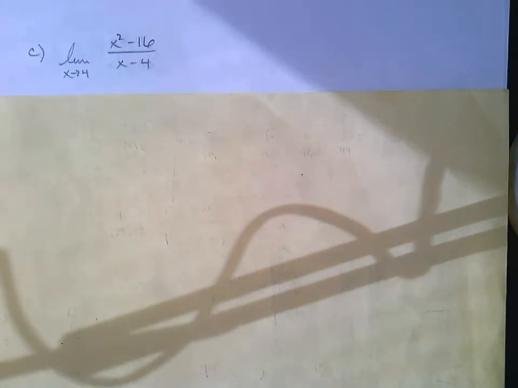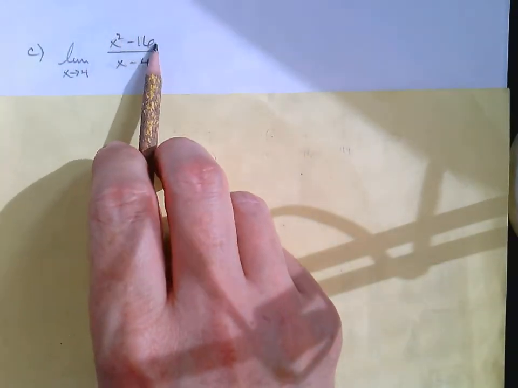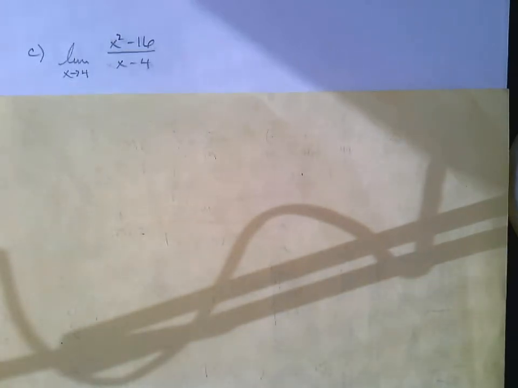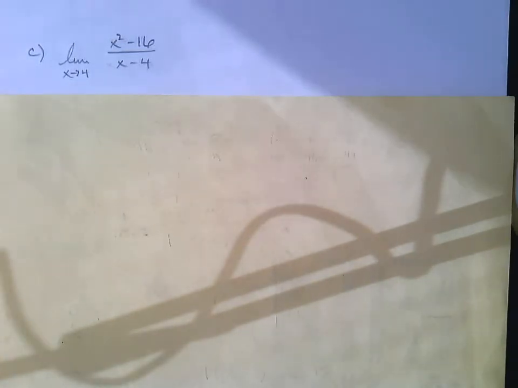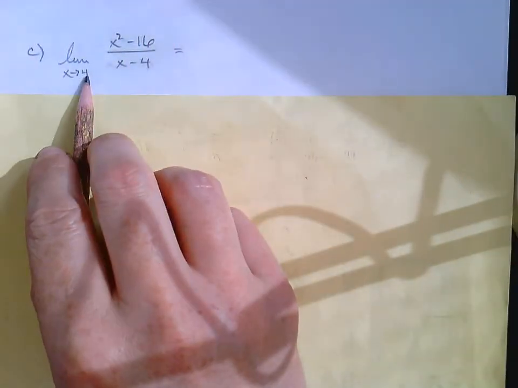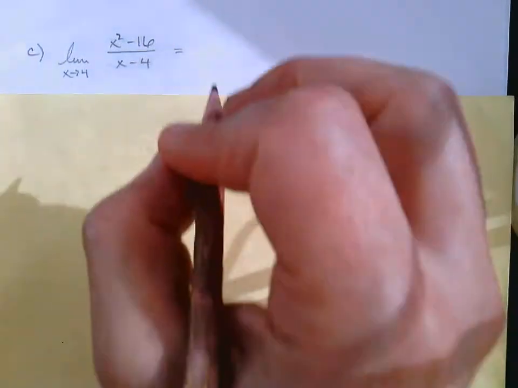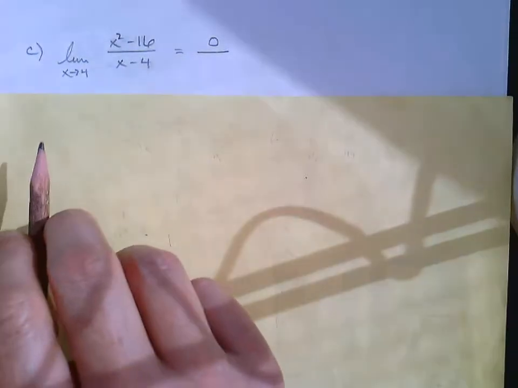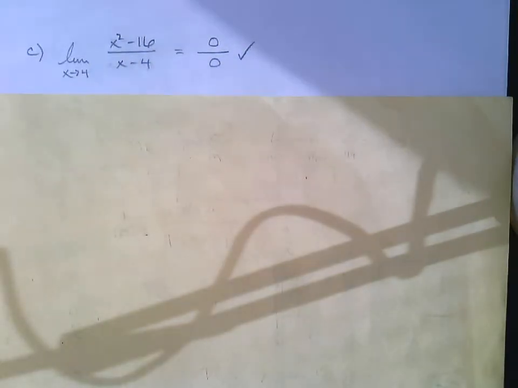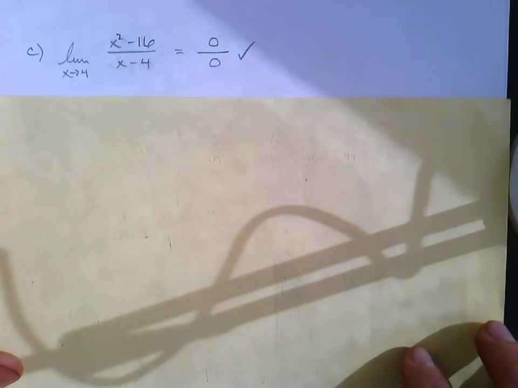Sure, we do. We could factor and cancel and then plug in the 4 and get an answer. Yes, you're right. But it turns out we can also apply L'Hopital's rule because is this indeterminate? Let's think. If I plug in 4, I get 16 minus 16, which is 0. If I plug in 4 to the denominator, 4 minus 4, also 0. That's an indeterminate form. So I'm going to go ahead and apply the rule.